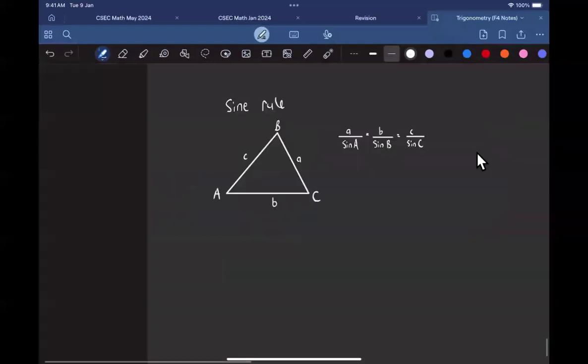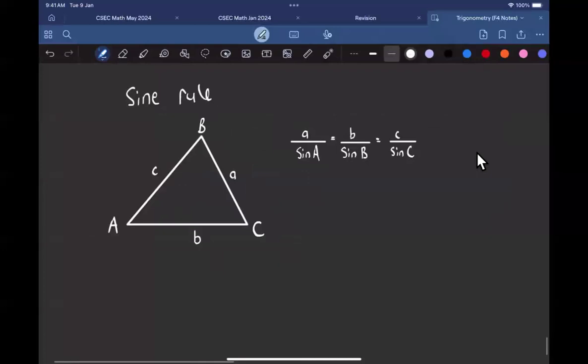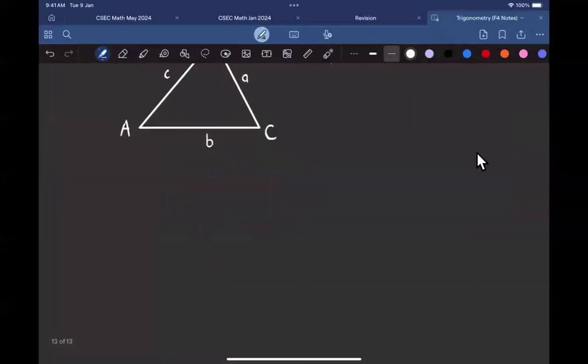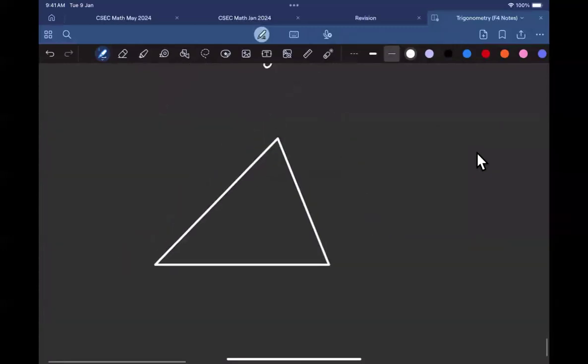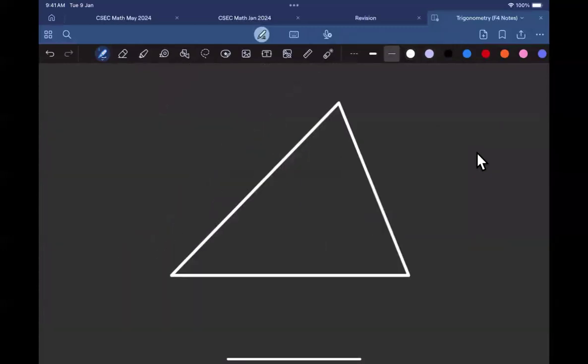Awesome. And let me give you a situation where you would use the sine rule. Let me call this A, call this B, call this C. So what would this side be then? Side a. This side, side b, and this side? Side c. Awesome. I want you to give me an angle. It could be angle A, B, or C.